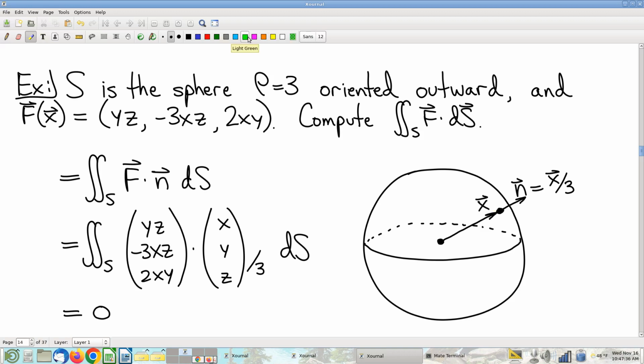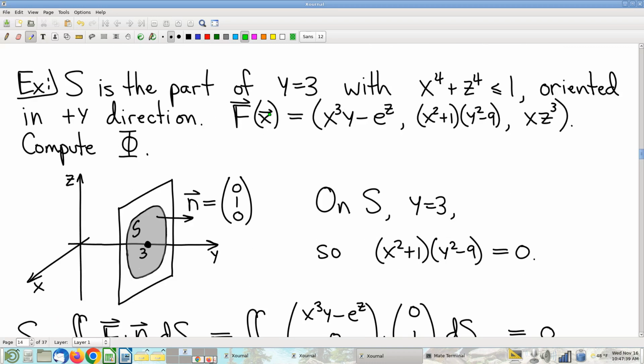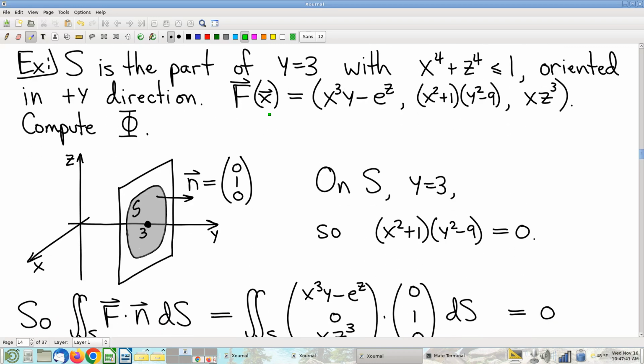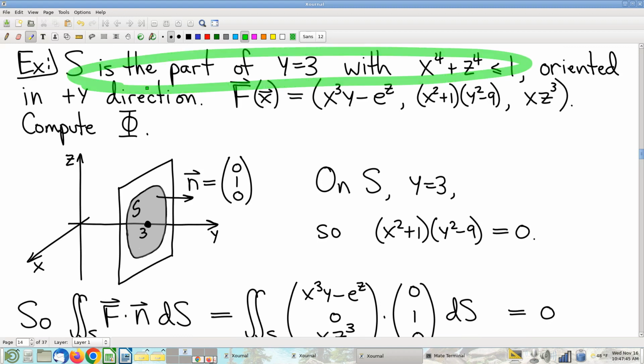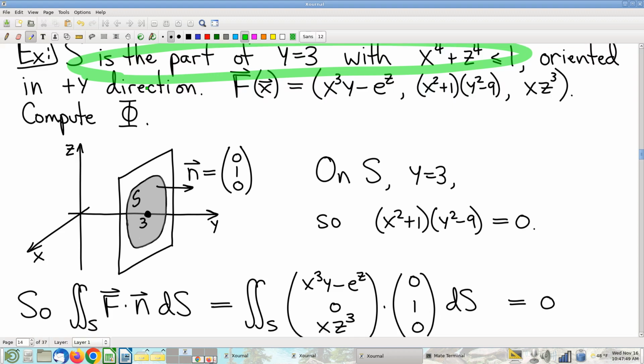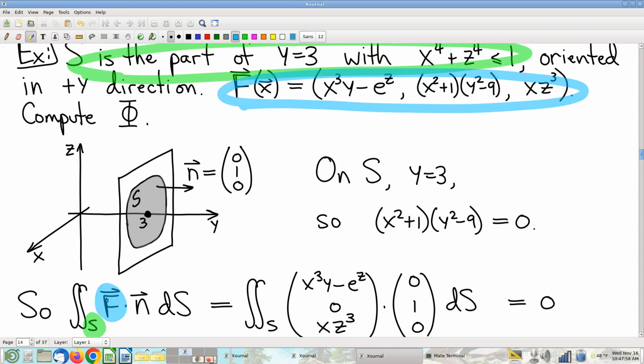Okay. Here's another example where you get lucky. So, I've got a description here of my surface. And I want to talk about the flux of this vector field through that surface. How do I compute the flux? And again, you can parameterize and plug and chug, and that's fine. But you can also look for easy opportunities for wins.